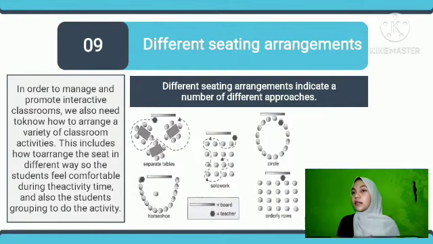Different seating arrangements indicate a number of different approaches. There are 5. For the first one, separate tables like groups in the classroom. And the second one is solo work. Solo work is the students just sitting by themselves. And the third is circle. And the fourth is whole class. And the last one is orderly rows.